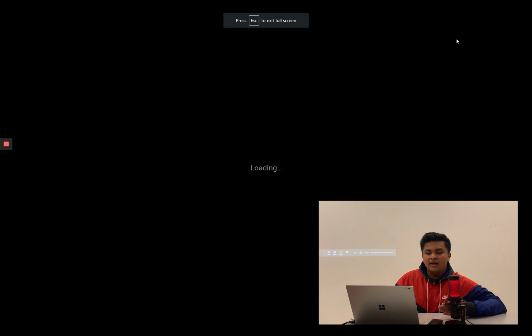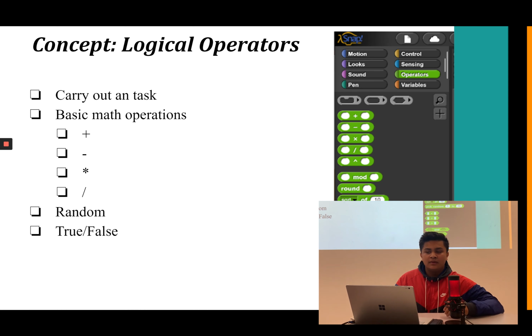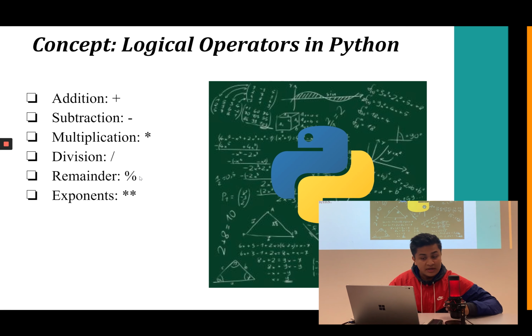So in Snap, or even in school, in 1st grade, we learn about addition, subtraction, multiplication, division. We have the exact same operators in Python. We also have true and false. We also have a random operator in Python. One new thing that Python has that many other programming languages don't, such as Snap, is remainder. If you use percentage, it'll give you the remainder.